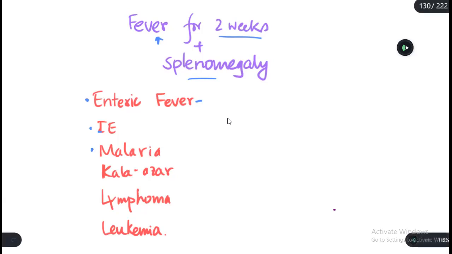Patients with malaria will typically have a history of travel to the endemic zone, such as the hill tracts. Cholera patients also typically live in the endemic zone.